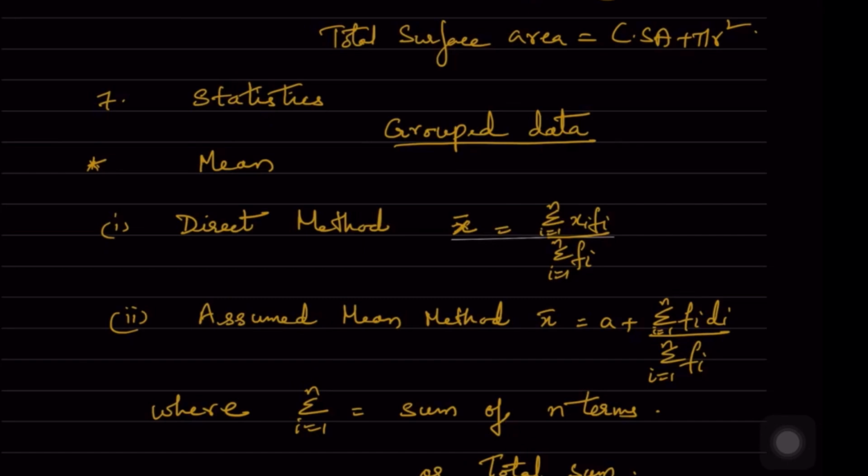For mode also we have group data, and again ungrouped data also. For that also we will be seeing what the formulas are. So for mean, what is the grouped data? You have two methods here, that is the direct method and the assumed mean method. These two can be given in the exam.